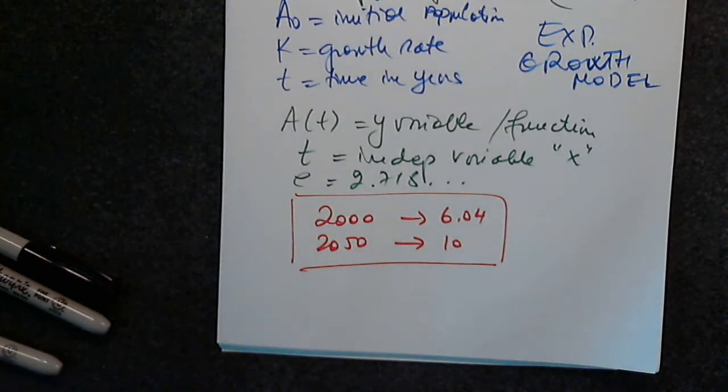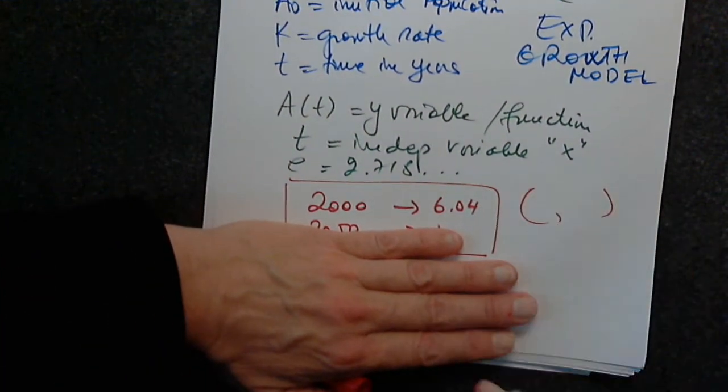If you say to someone, well, in the year 2000, I made $50,000. And let's say in the year 2010, I made $100,000. What are you really giving to the person? Two ordered pairs. You're giving two ordered pairs, correct? Okay, so let's create the first ordered pair.